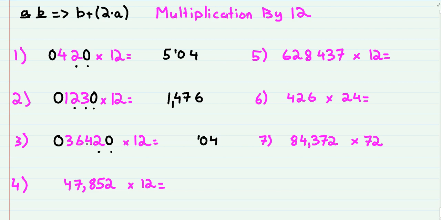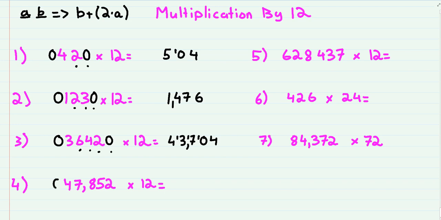Next step, 4 plus 12, because 6 doubled is 12. 4 plus 12 is 16. 16 plus 1 is 17. Done with this step. Next step, 6 plus 6, because 3 doubled is 6. 6 plus 6 is 12, plus 1 is 13. And last step, 3 plus 2 times 0 is just 3, and then 3 plus 1 is 4. So final answer, 43,704.